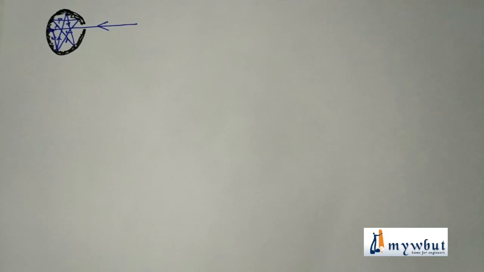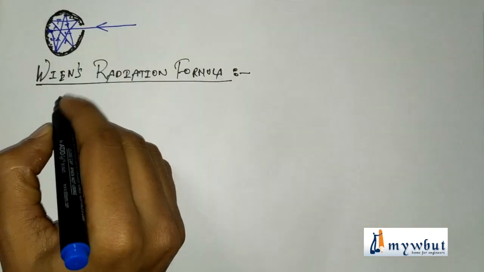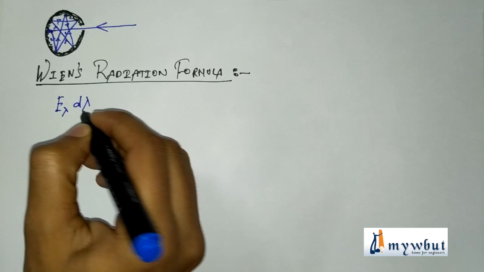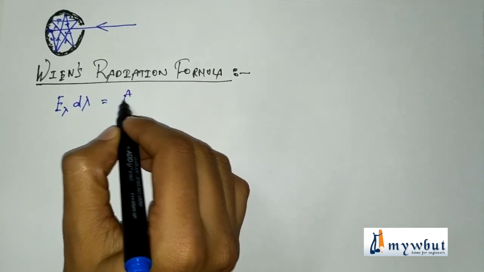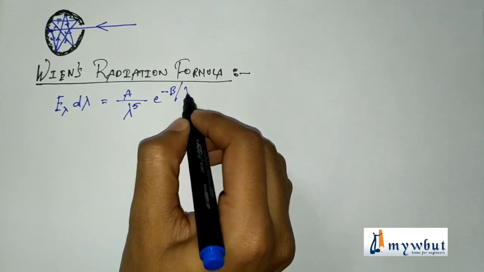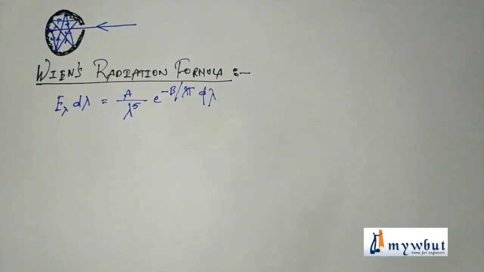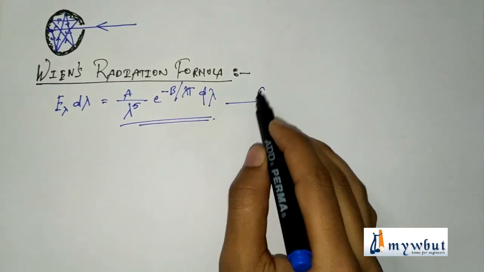So the first formula we will be discussing is Wien's radiation formula. In order to explain the observed spectral distribution, Wien first showed that the energy density of radiation of wavelength lambda and lambda plus d lambda from a cavity, that is we are considering as a black body of temperature T, can be shown by E lambda d lambda equal to A by lambda to the power 5 into e to the power minus b by lambda T d lambda, where a and b are two constants. Let this equation be equation 1.